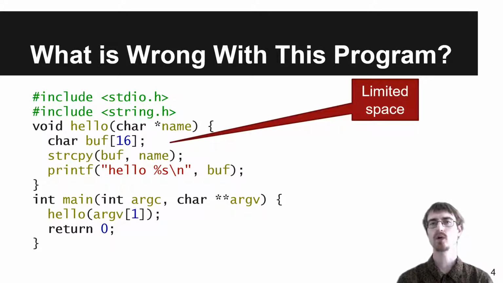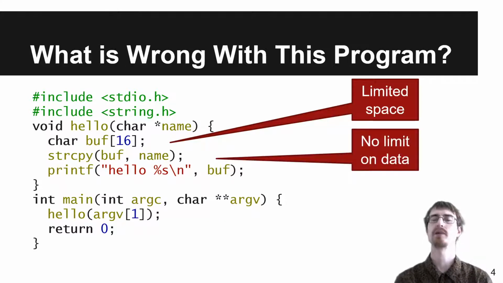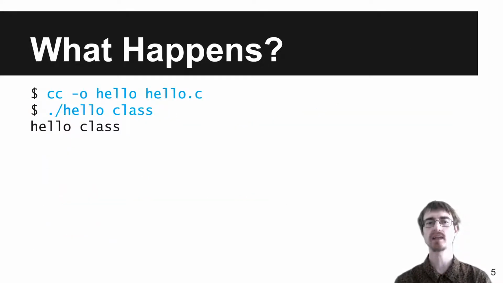So the core for a buffer overflow, we have limited space, but there's no limit on the data that we're putting there. Or of course, in other cases, the limit is too high. So it's possible to put something in there that really doesn't fit. Now, what happens if we actually try to compile and run this program? So we compile the program and we run it specifying as an argument the word class.